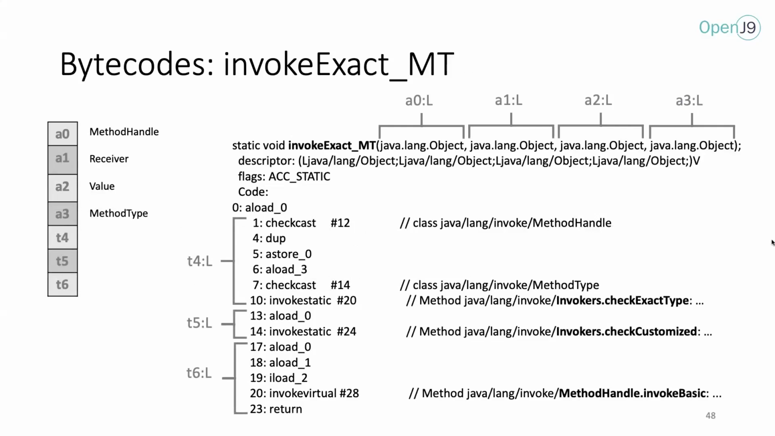Checkcast is a bytecode which I think we haven't covered earlier, but it's a very simple bytecode which just checks if an object ref is of a certain type. Invoke static has been covered, and even invoke virtual has been covered. Loads and stores are pretty straightforward. And I think now the key thing we want to understand is how the invoke virtual on a method handle invokeBasic operates.